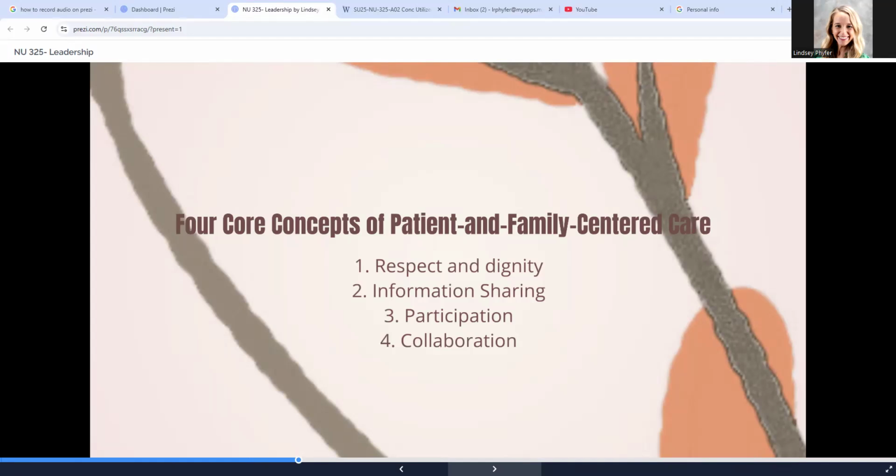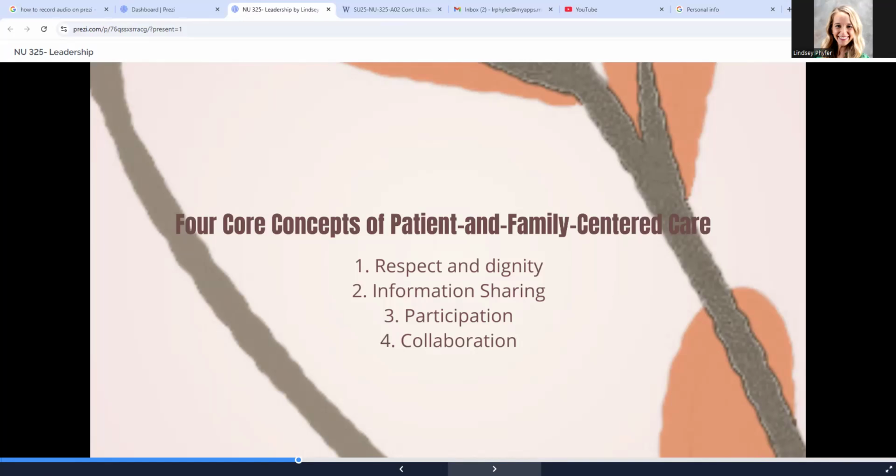So the first core concept of patient and family-centered care is respect and dignity. This looks like ensuring that the care provided includes and takes into consideration the patient and their family members' knowledge, values, beliefs, and culture. Information sharing is the second concept of patient and family-centered care. It's important that healthcare providers communicate and share timely, complete, and accurate information with patients and their families in order to allow them to effectively participate in their healthcare and the decision-making process.